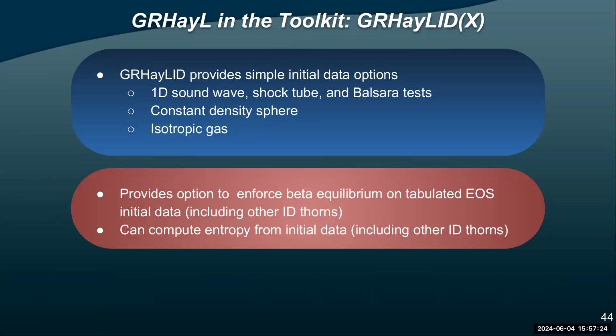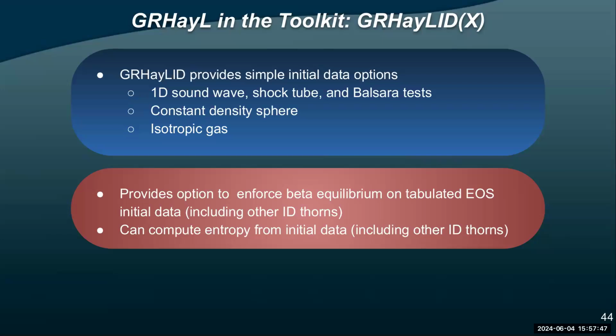We also provide the option to enforce beta equilibrium on the tabulated equation of state and initial data, and this can be done to other initial data thorns as well. So let's say you set up initial data using the Meudon thorns or Fuka, but you want to enforce beta equilibrium, then you could use this thorn to do that.